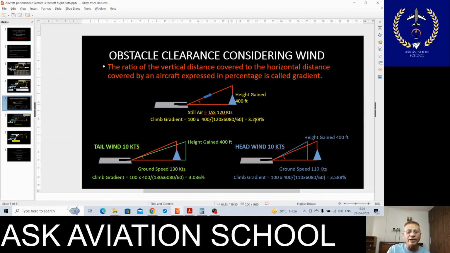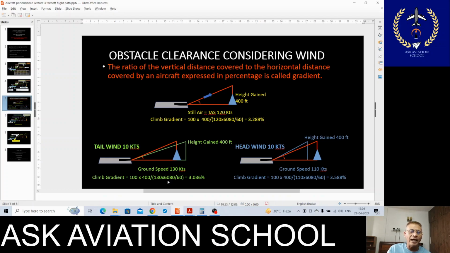So in this still air condition, how will we calculate the gradient? The gradient is nothing but the height gain divided by the ground distance traveled, multiplied by 100. Here it is still air, so the TAS will be equivalent to ground speed. Therefore the gradient will be 100 multiplied by 400, over the ground speed converted to feet per minute, that is 120 into 1060 gives the distance in feet, and thereafter divided by 60 gives feet per minute. So my gradient is 3.289% in still air.